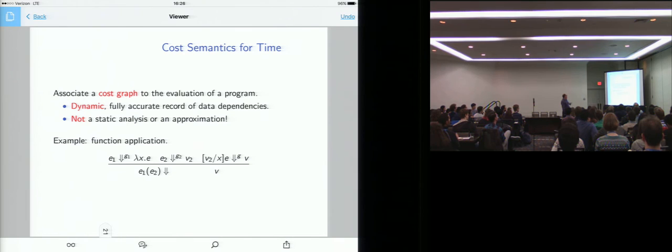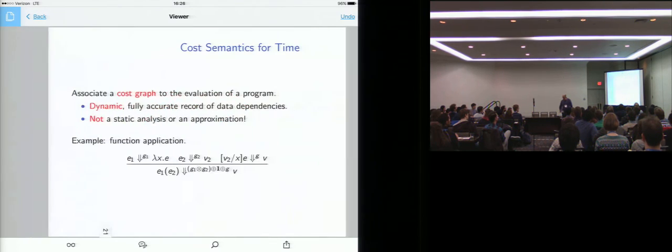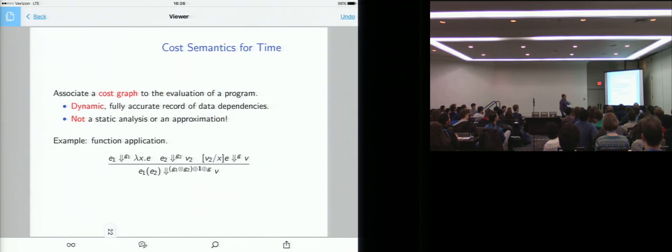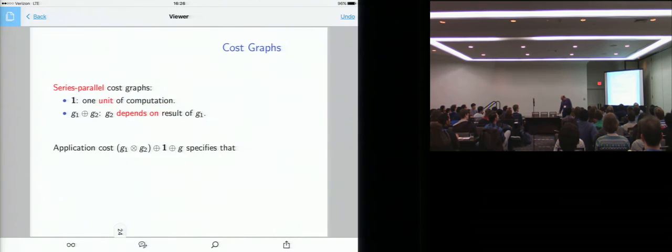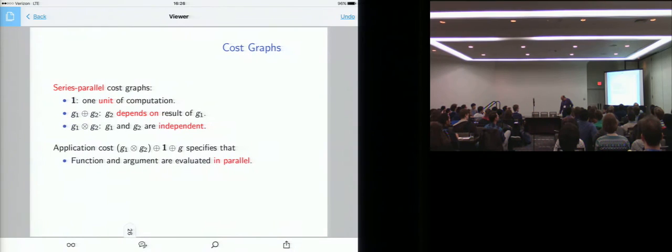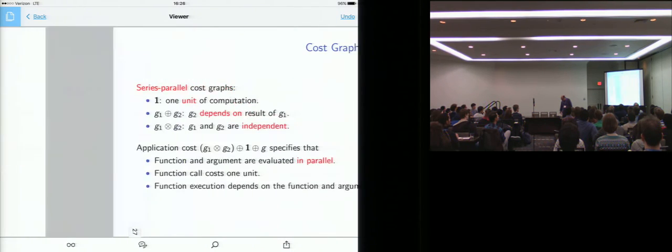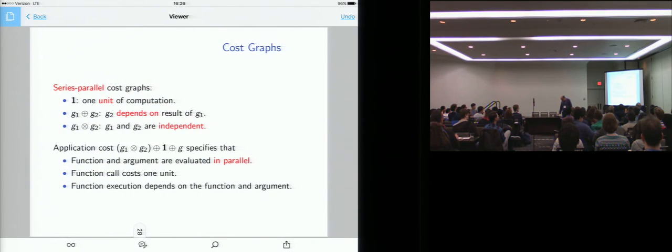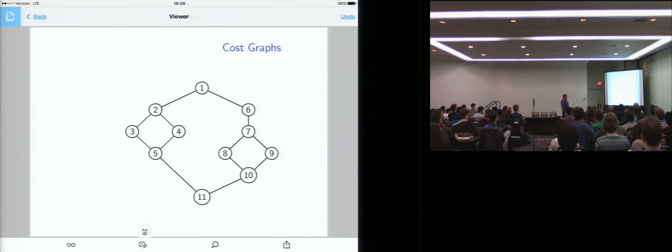The idea is I annotate these things with a graph structure, which is written like this, and there's a little algebra of graphs. Let's not worry, because I'm going to go with pictures, which tell you what these are. So if you look at an algorithm, you get a picture like that, and they represent the dependencies amongst the subcomputations in a large computation.